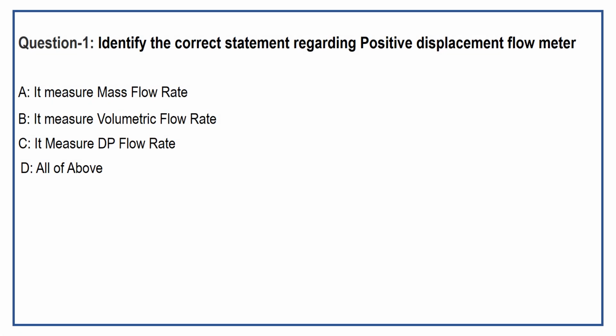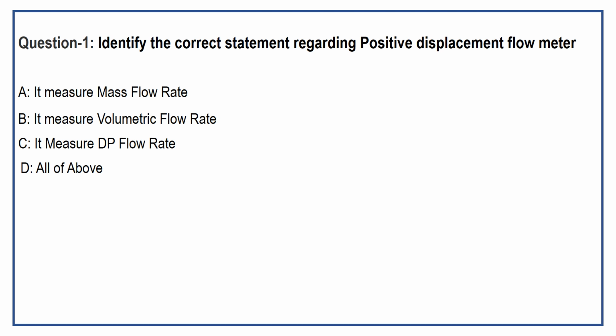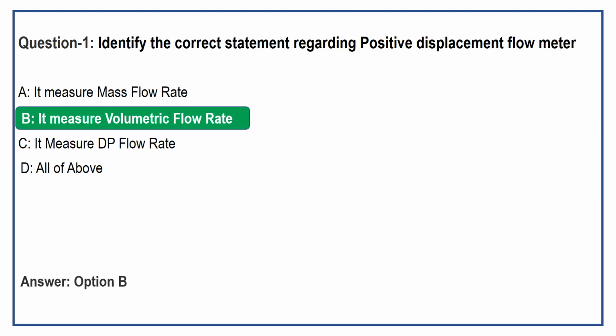The first question is, identify the correct statement regarding the positive displacement flow meter, and the options are: option A, it measures mass flow rate; option B, it measures volumetric flow rate; option C, it measures DP flow rate; or option D, all of above. And the right answer is option B, it measures volumetric flow rate.